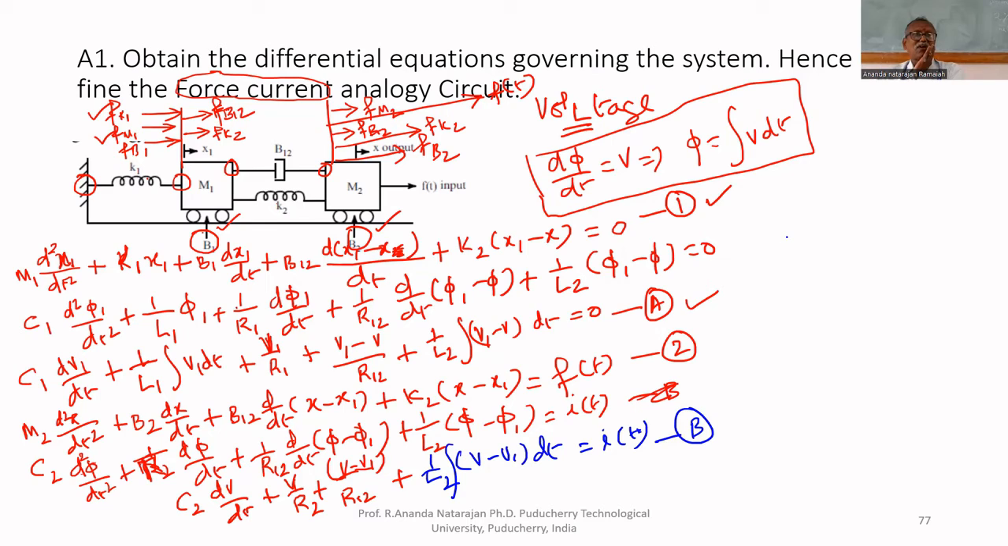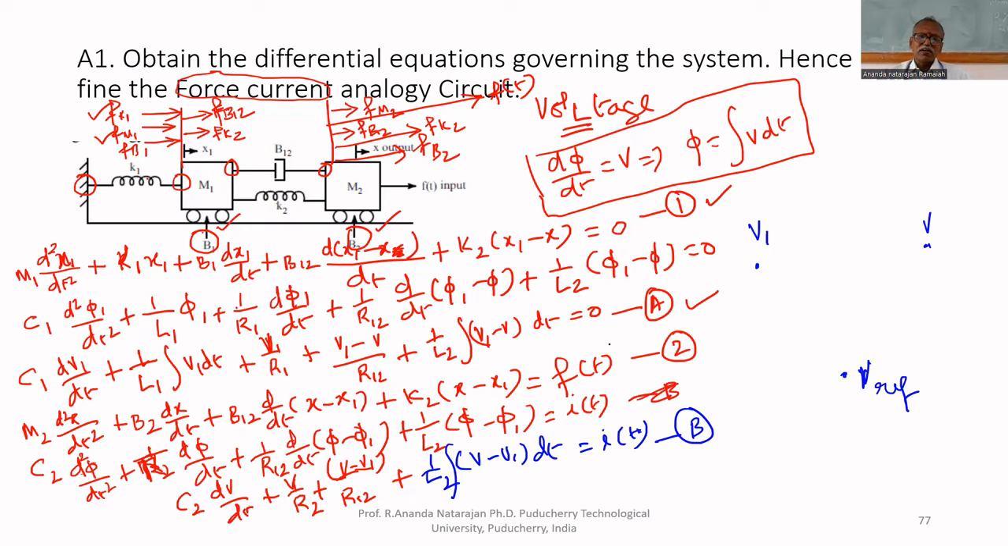Many have drawn the force voltage circuit, not the current one. For this, what do we have to apply for the nodal equation? Kirchhoff's current law. How many voltages are there? Two voltages: one is V, another is V1. If two voltages are there, three nodes must be there as per current law. Therefore, we have to take one more node, that is V reference.